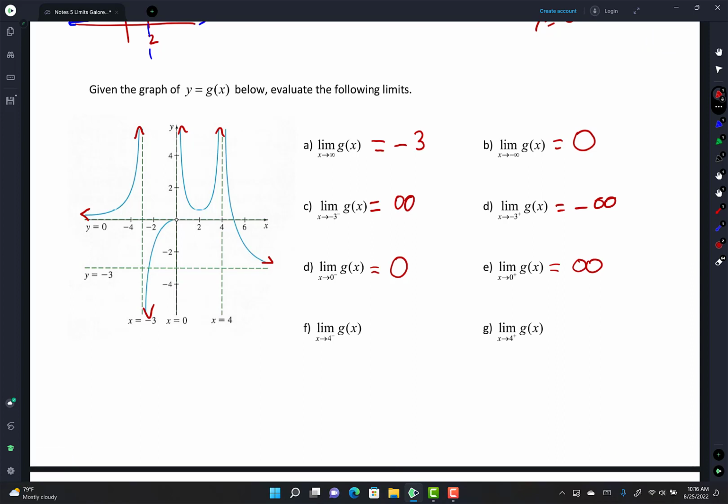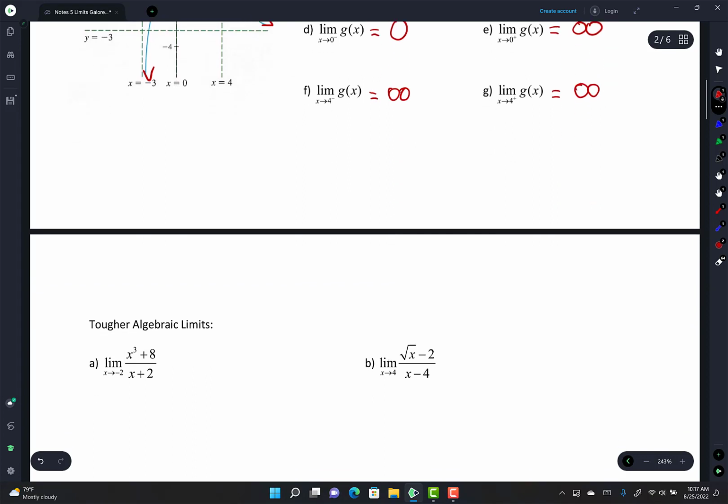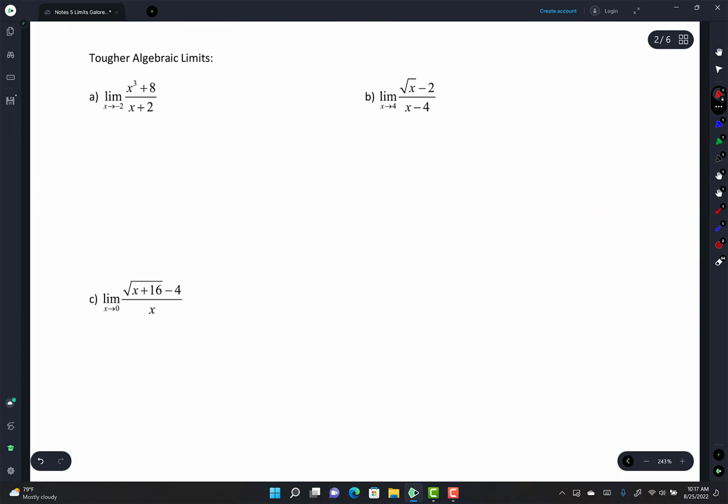Letter F, limit as x approaches 4 from the left, it looks like it's approaching infinity. Limit as x approaches 4 from the right, it looks like it's approaching infinity. Are we getting pretty good now? Remember on day 1, you guys were like, what? But now we're pretty good. Practice makes progress, guys.